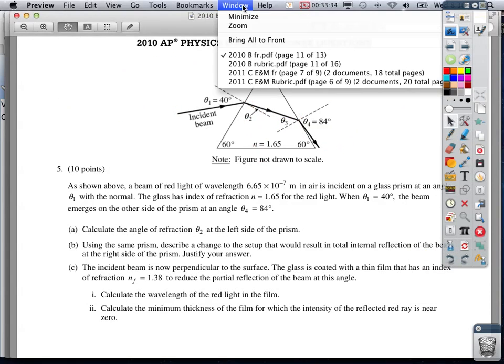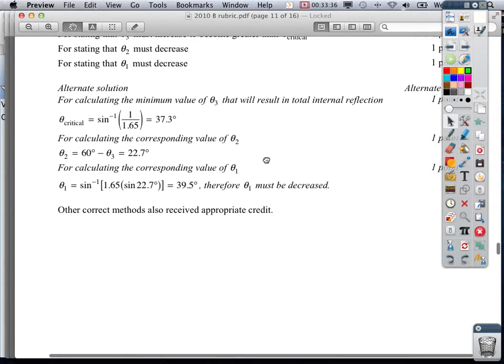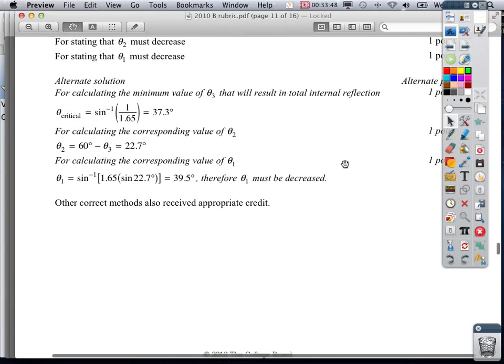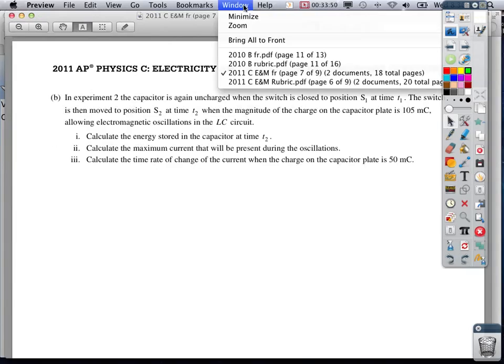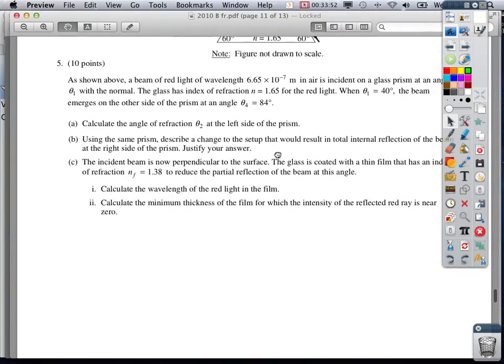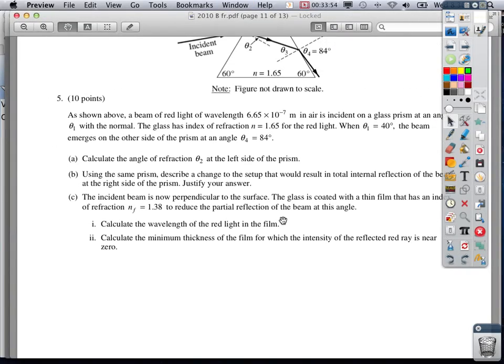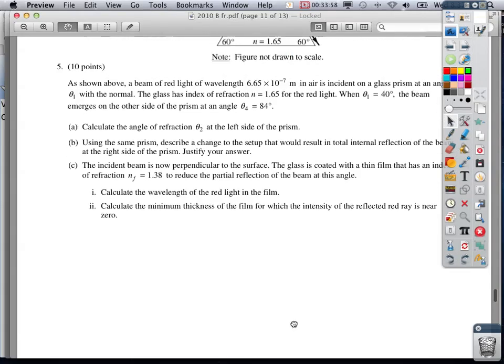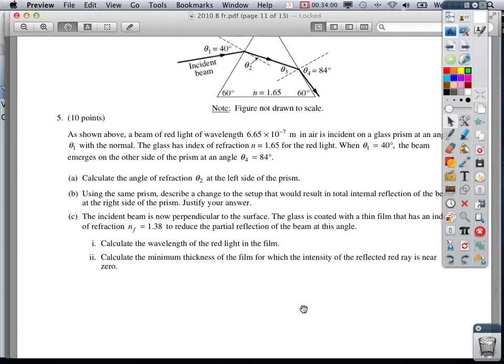Okay, so I believe that's what they show us here. All right, 22.7. But you see it. That's 37, that's 23, and then we can use Snell's law. Oops, just kidding. That's not you guys. Then the incident, is this it? Yeah, it is. Then the incident beam is now perpendicular to the surface.